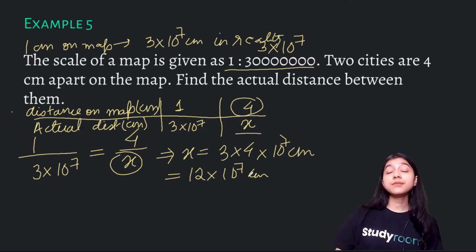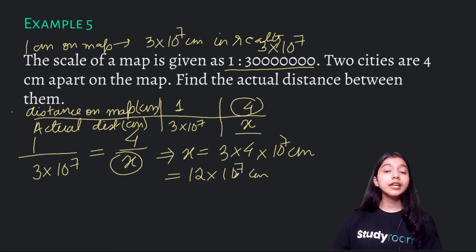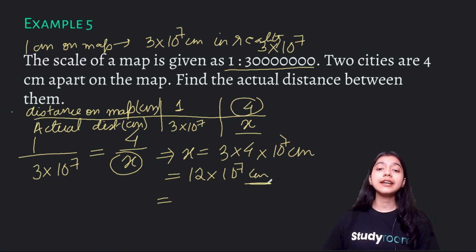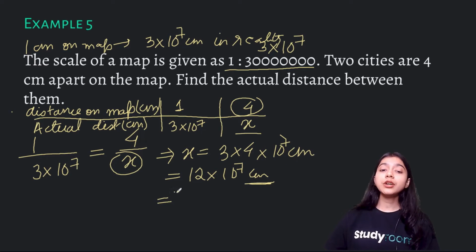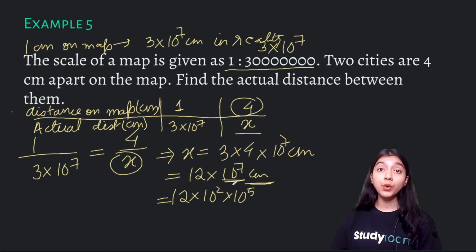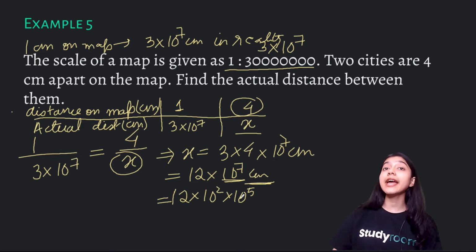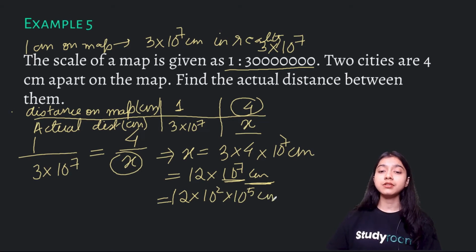Now just because it is becoming a very big quantity, let's convert it to a bigger unit. So that means we are converting the centimeter into a bigger unit, that is kilometer. So what we will do is we will write 12 multiplied with 10 square multiplied with 10 to the power 5, because this 10 to the power 7 can be broken up and written as 10 square and 10 to the power of 5 centimeters.